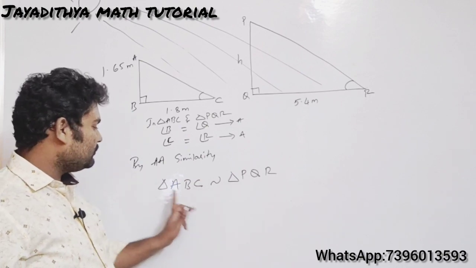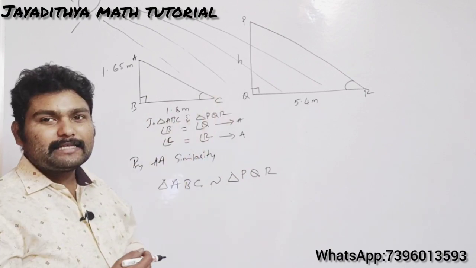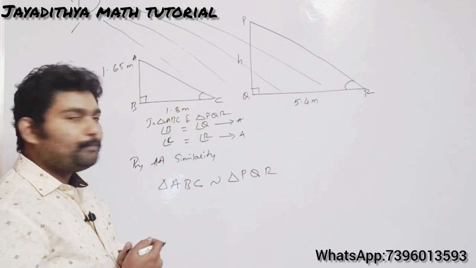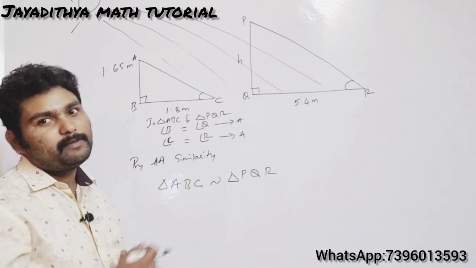So you can write like this: triangle ABC is similar to triangle PQR. Now you have just shown that these two triangles are similar. From that you need to find the height of the lamp post. If two triangles are similar, then the corresponding sides' ratios will be equal, right?